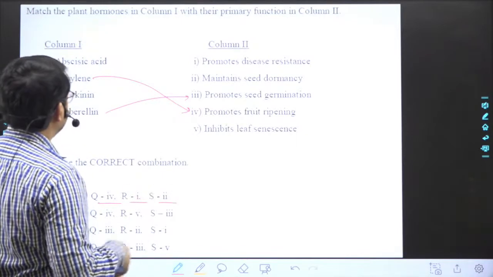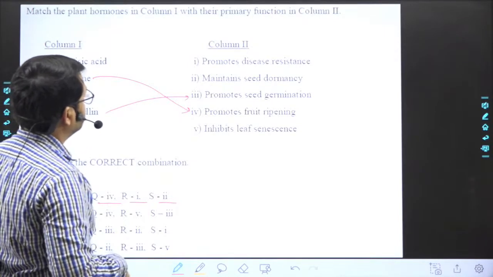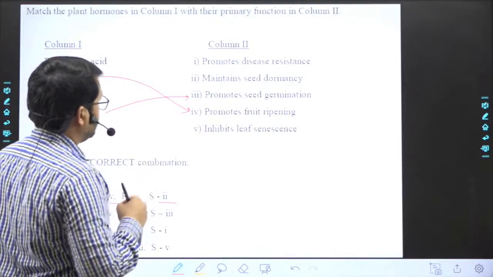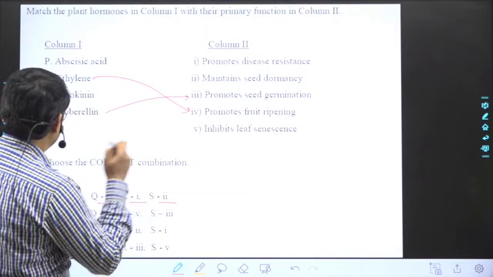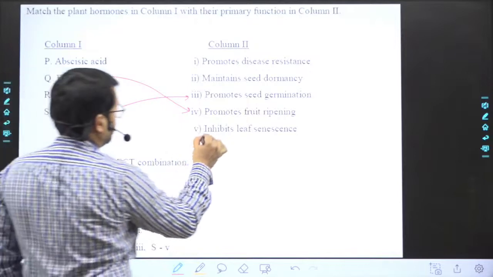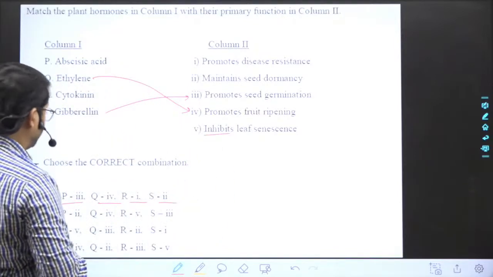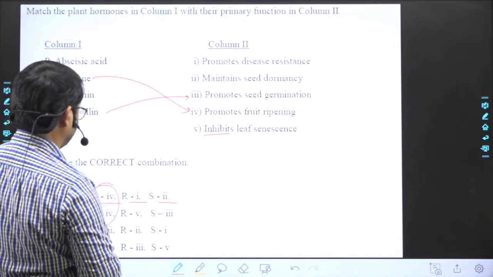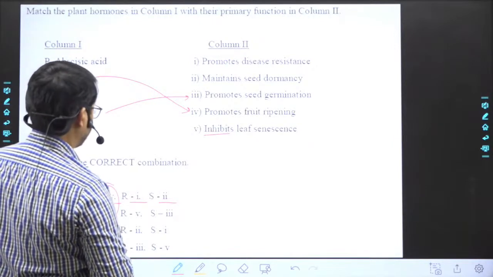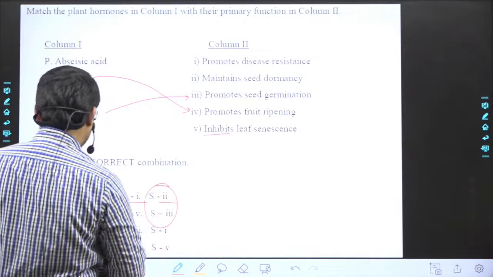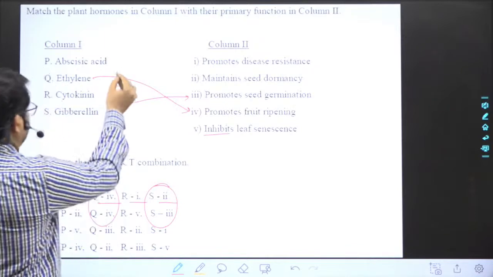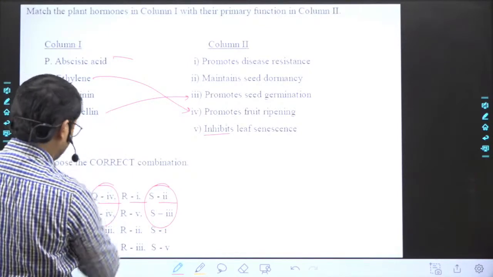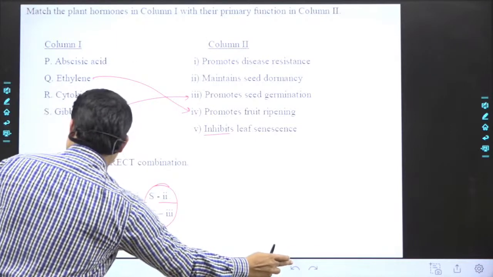Cytokinin inhibits leaf senescence. Abscisic acid promotes or maintains seed dormancy, great, or yeah, abscisic acid actually promotes leaf senescence, it does not inhibit it. So what should be the correct option? You know Q is 4, so these two. R, S, so option number A, right? P is saying, sorry, what is it, just a minute. Sorry, B, not A, it is B.